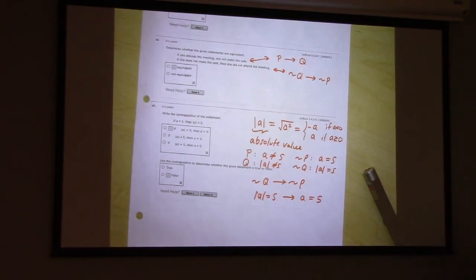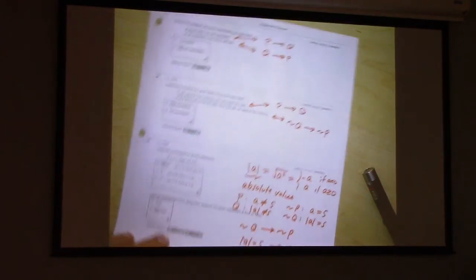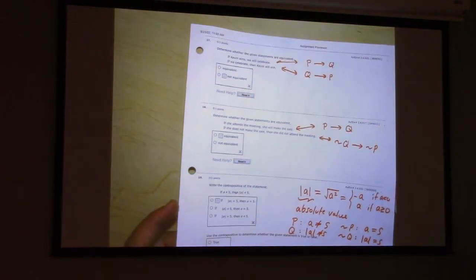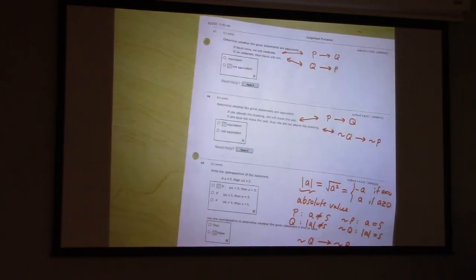So that's the heart of those problems. Anyway, I hope that helps you. Any other questions? Well, you guys are going to come ask me after class anyway, so let's stop here.